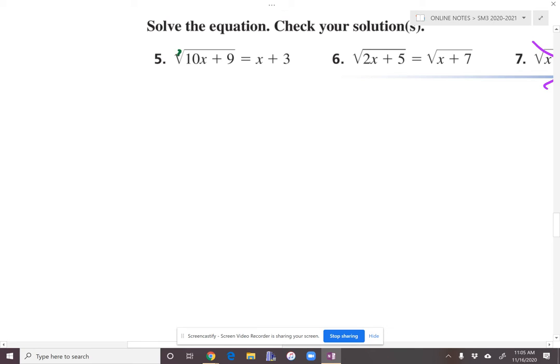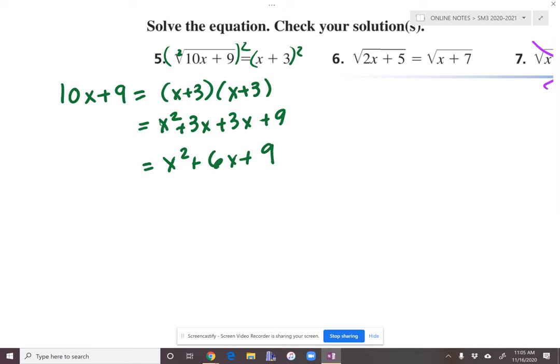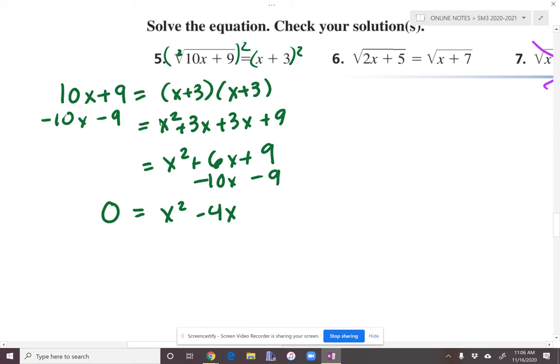So this first one, notice that it's a square root. So if I square both sides, I'm going to have 10x plus 9 equals x plus 3 times x plus 3. And when I multiply that out, I get x squared plus 3x plus 3x plus 9, or x squared plus 6x plus 9, okay? And I have an x squared and an x, so I know I'm going to have to move everything over. So I'm going to minus the 10x and minus the 9, and I get x squared minus 4x, okay, equals 0, because I've moved everything over.